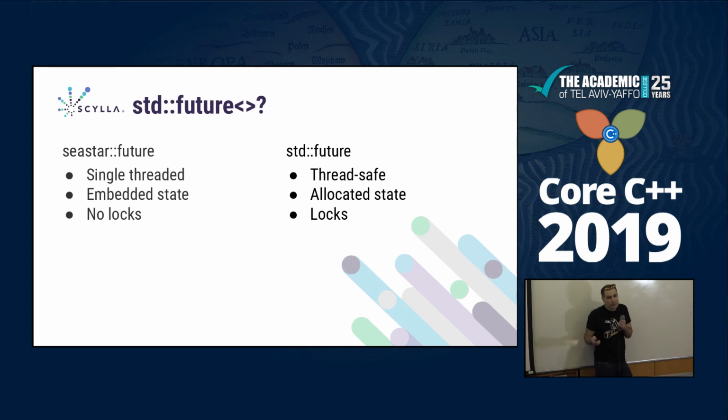And so it maximizes the fact that we already forced everything in Seastar to run in a thread per core model. So now we are exploiting that. And that makes the Seastar futures much faster than the standard futures. It has embedded state. So usually in the standard library future, it's not really mandated by the standard, but all of the implementations allocate space for the shared state between the future and the promise, whereas our future has embedded state. So it avoids this allocation, and of course, no locks.